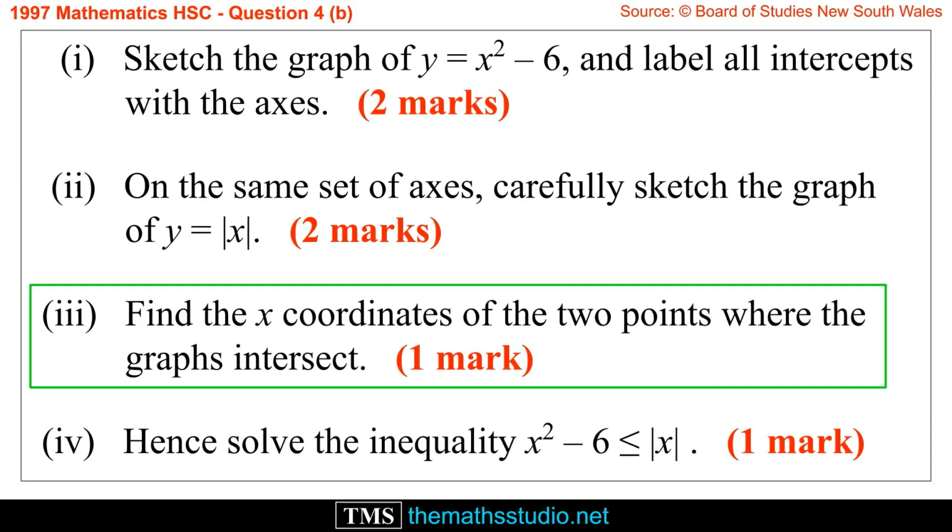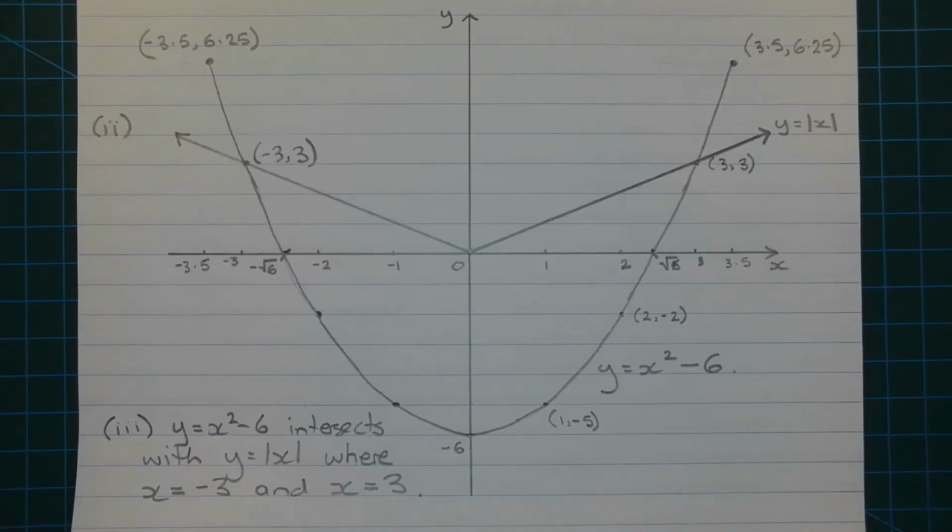Part 3. Find the x-coordinates of the 2 points where the graphs intersect. Referring to the graphs drawn in parts 1 and 2, the graph of y equals x squared minus 6 intersects with the graph of y equals the absolute value of x at these 2 points. And the x-coordinates of these 2 points are negative 3 and 3. So I've stated the answer here. The graph of y equals x squared minus 6 intersects with the graph of y equals the absolute value of x, where x is equal to negative 3 and where x is equal to 3.